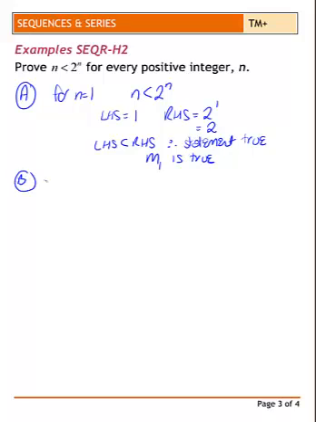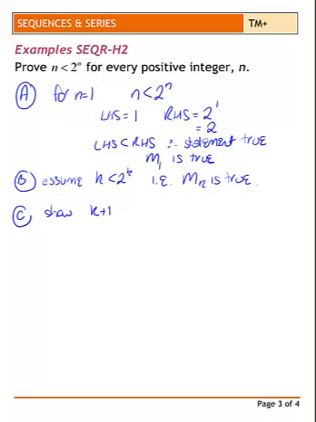Next, assume k is less than 2 to the k, so we're assuming that Mk is true. All I've done is plug k in. Part C is we need to show that k plus 1 is less than 2 to the k plus 1. Okay, as k is a positive integer.